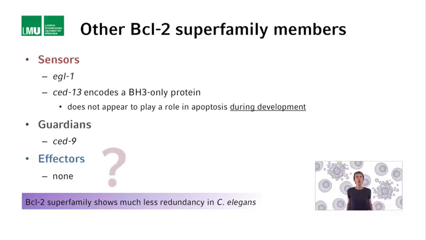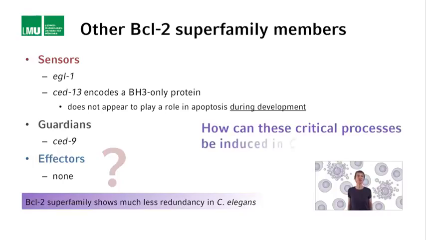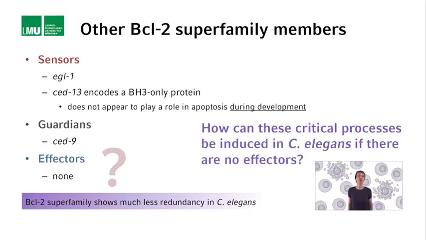But why is there no effector in C. elegans? Once activated by the sensors, either indirectly or directly, mammalian effectors induce the processes that are necessary to commit cells to the apoptotic fate. How can these critical processes be induced in C. elegans if there are no effectors? SET9 might actually not only be a guardian, but in certain contexts, also an effector.